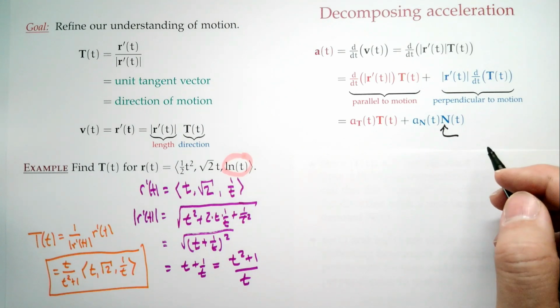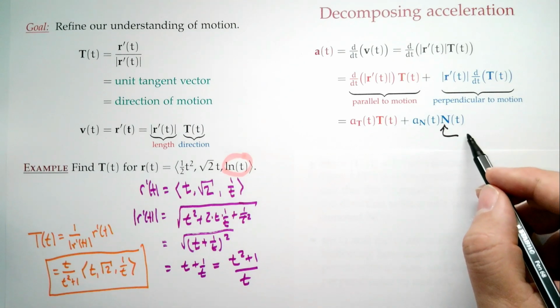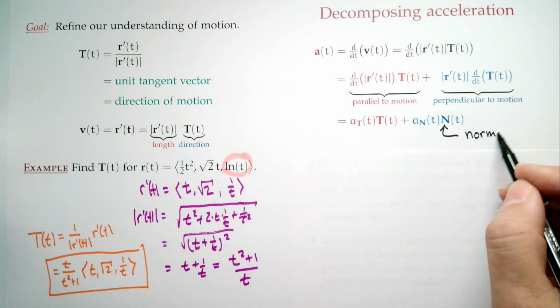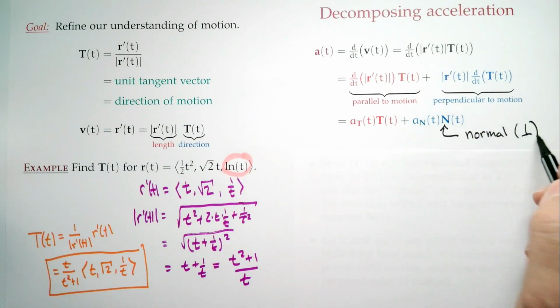What other words have we used recently that start with an n? Normal. And so this really is saying perpendicular. So let's justify this claim about being parallel and about being perpendicular.